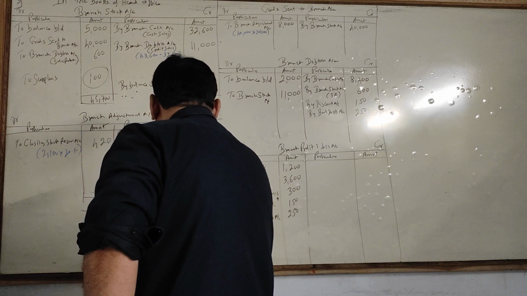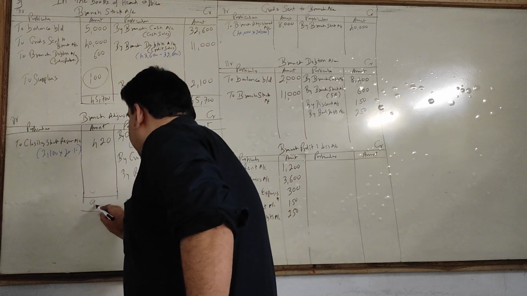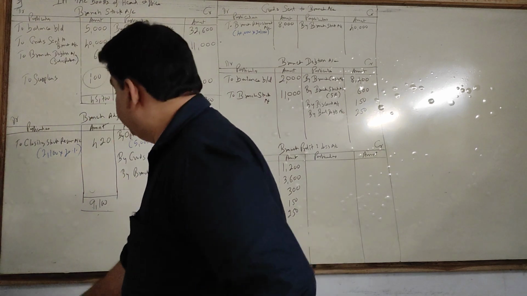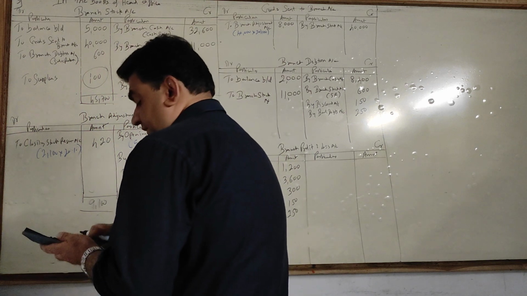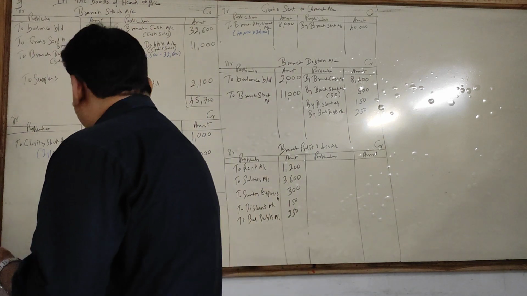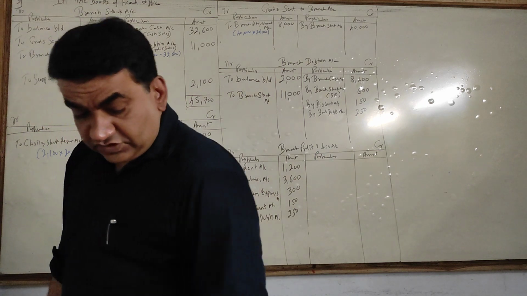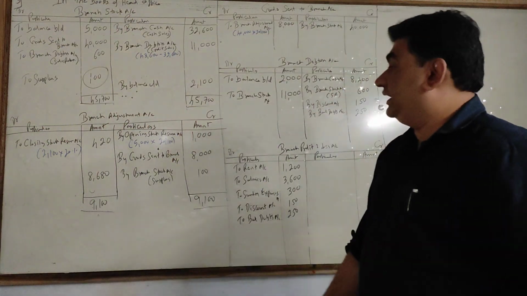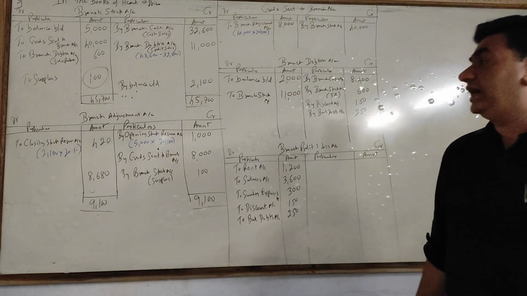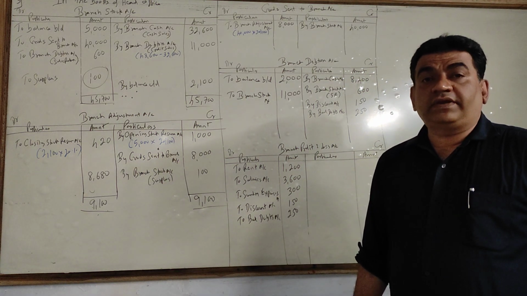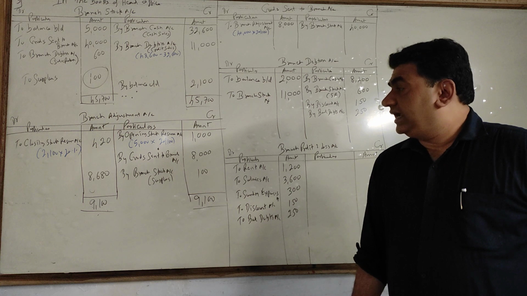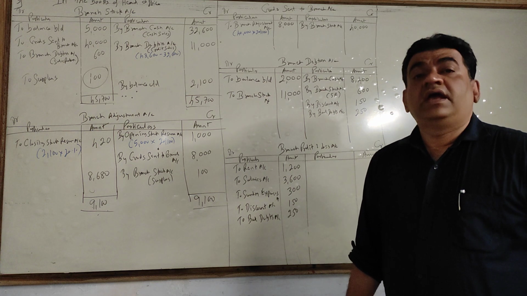Clearly credit is greater. 9,100 minus 420 gives you 8680.